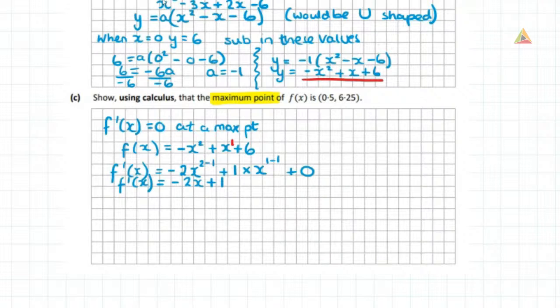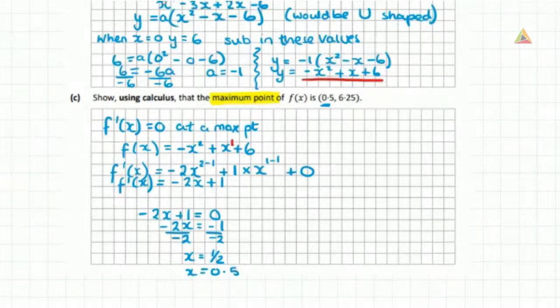I've used my calculus, and now I'm going to use the fact that this is equal to 0 at a maximum point. So I'm going to take my f dashed of x and put it equal to 0. I'm going to subtract 1 from both sides, and then I'll divide both sides by minus 2, and that gives me x is equal to a half. In this case, they've written it as a decimal, so I'm going to change it to a decimal. So x is equal to 0.5. That's the first part done.